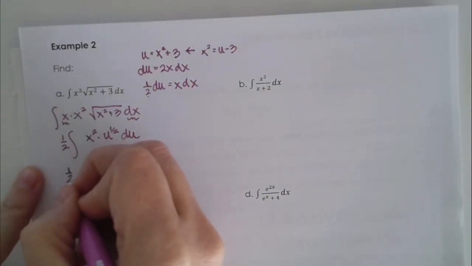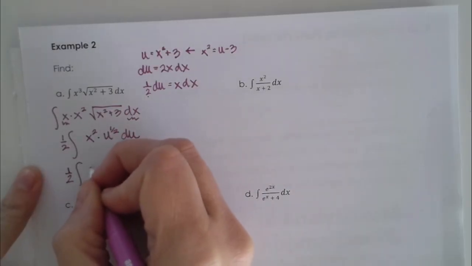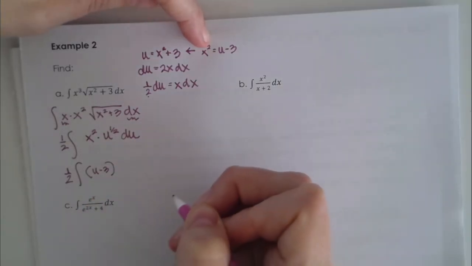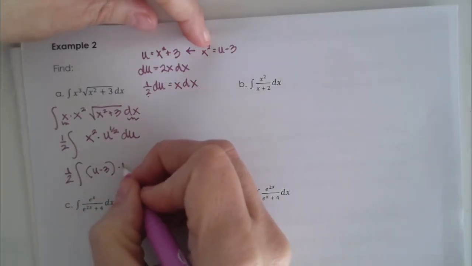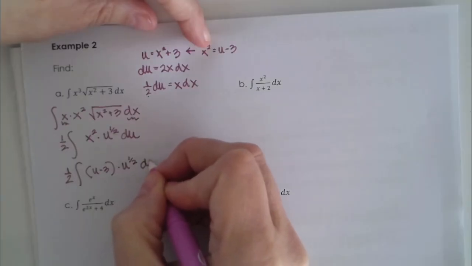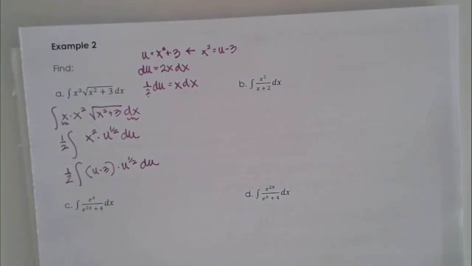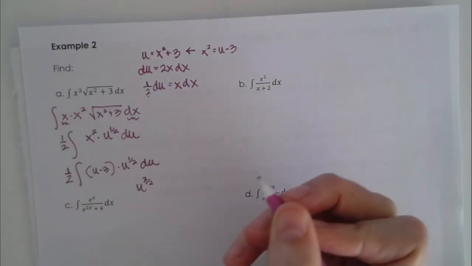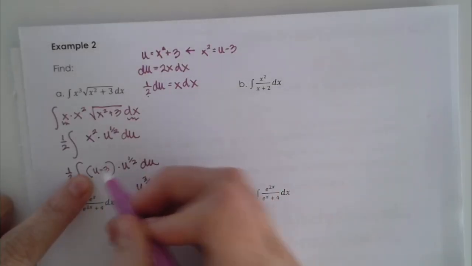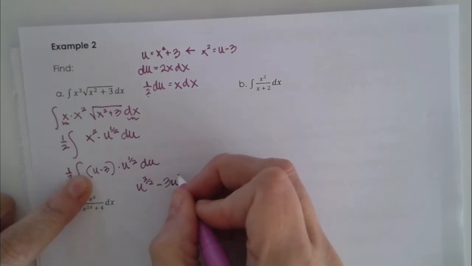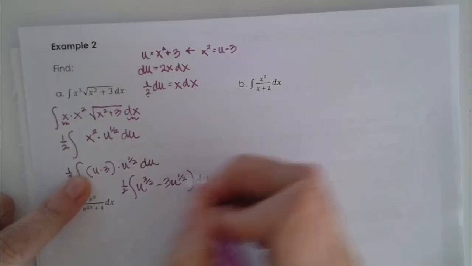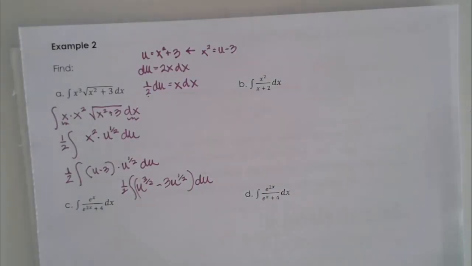So I have half the integral of my replacement for x squared, which is u minus 3, times my u to the power of half du. Now, I can actually distribute here. U to the power of half times u is u to the power of 3 halves. Add your exponents. U to the power of half times the negative 3, so negative 3 u to the power of half. And then I've got a very easy antiderivative to do here.